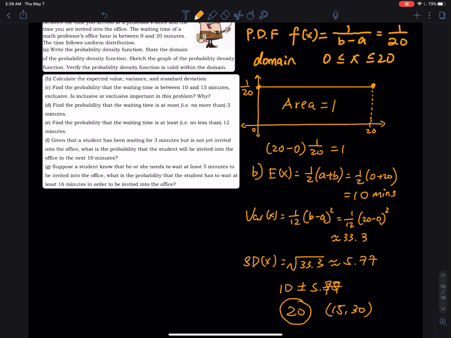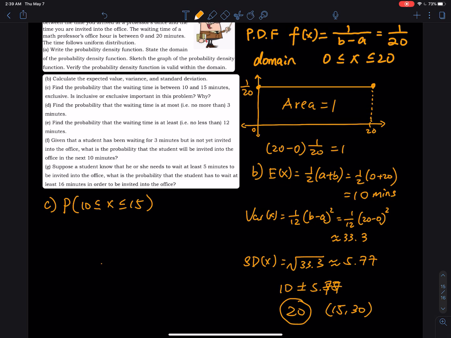So the next problem is C. Find the probability that the waiting time is between 10 and 15. So C is the probability that 10 is less than or equal to x, which is less than or equal to 15. By the way, is the equal sign important? The answer is no, because x is a continuous random variable. So this, I recommend you draw a graph.